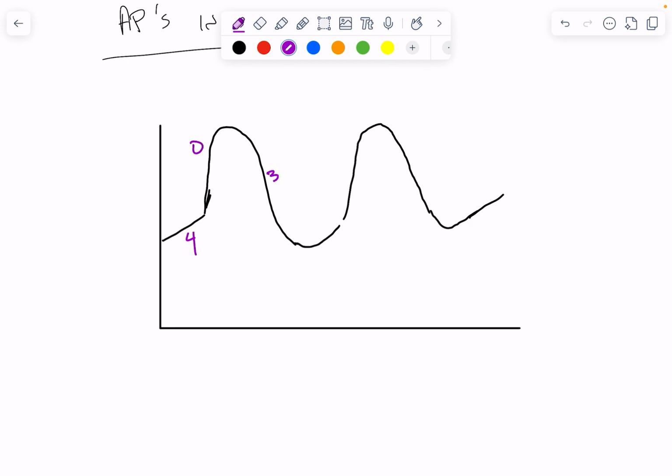0, and 3, 4, 0, and 3, and 4. This is going to be when our funny channels open. We'll talk about that in a sec. This is our I calcium channel and potassium channel.